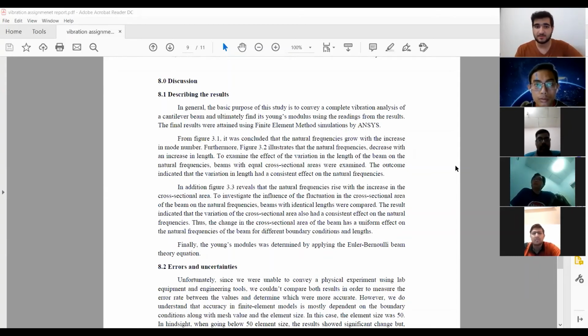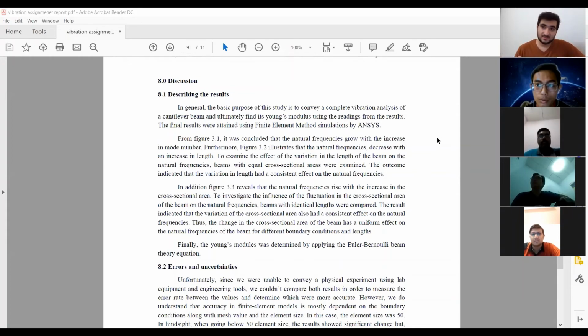to conduct the experiment. So when we go through the results, the first graph which we found, we were able to conclude that natural frequencies increased with the growth of mode numbers. Intriguingly, the next figure in the results showed that natural frequencies decrease with an increase in length. So length and mode numbers actually have an opposite effect on the natural frequencies of the cantilever. But when we conducted this experiment, the cross-sectional area was similar for the different beams that we conducted it on.